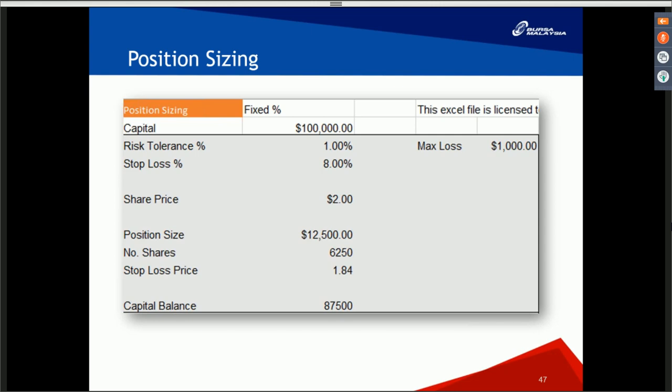How to get this formula? In fact, you can Google. You can just snapshot this into your phone, and then you try to get this formula out. So you can calculate your position size should be 12,000. If you cut loss at 8%, then your stop loss is 1 ringgit and 84 cents, and you're losing maximum 1,000 only. So this is how you manage your money.